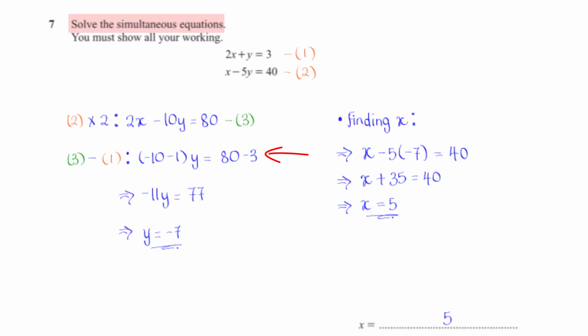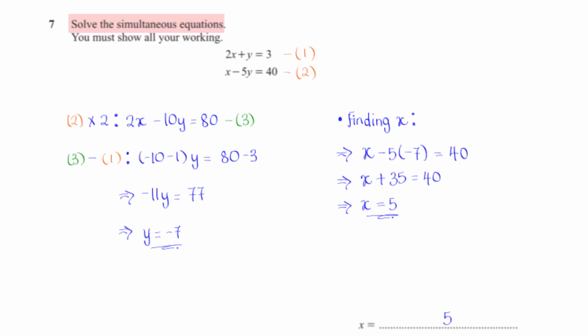2x minus 2x gives us 0, so it cancels out. And we have -10y minus 1y equals 80 minus 3. -10y minus 1y gives us -11y equals 80 minus 3, giving us 77. And so when we make y the subject, we get 77 divided by -11, which gives us -7.